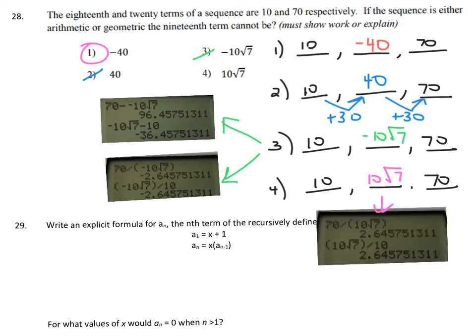So, I'll show it here on the calculator. I did 70 divided by the term in front, and it gave me positive approximately 2.6. And when I did 10 radical 7 divided by the term in front of it, it gave me that same exact positive decimal. So choice 4 also works. That's a geometric sequence. So choice 1 is the only one that doesn't work.